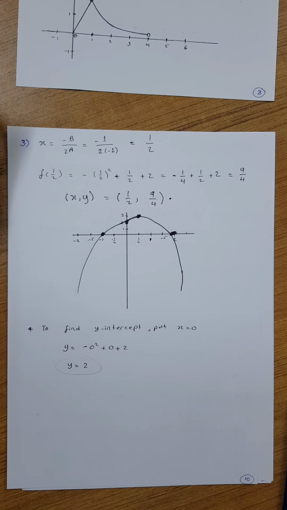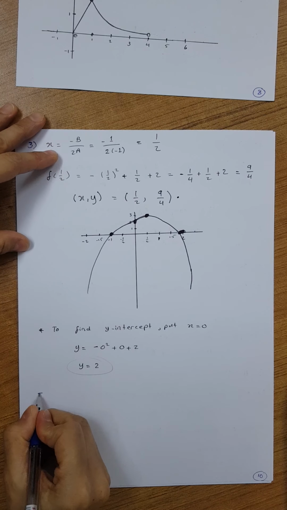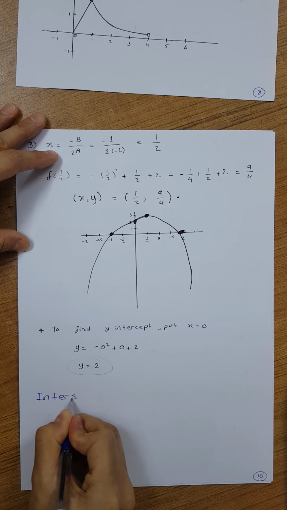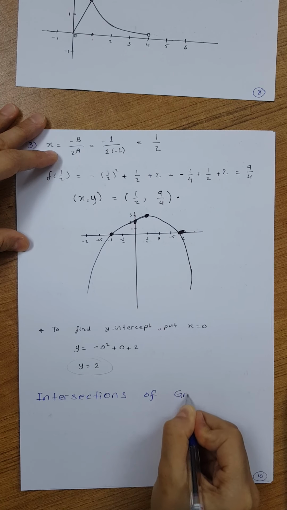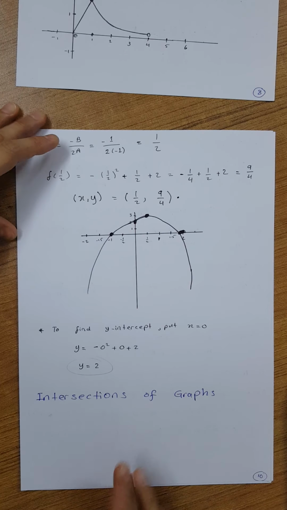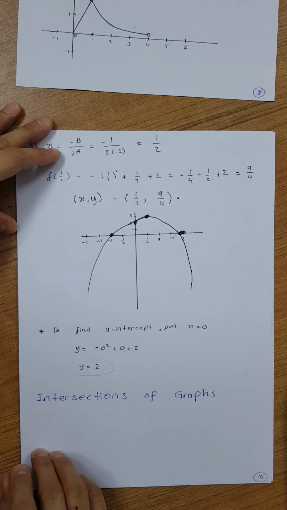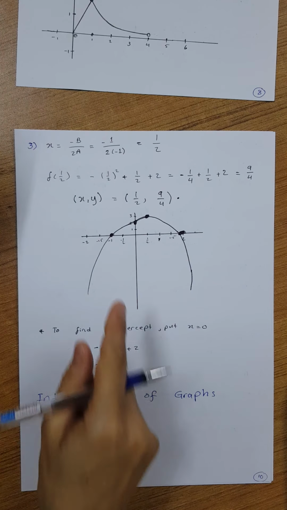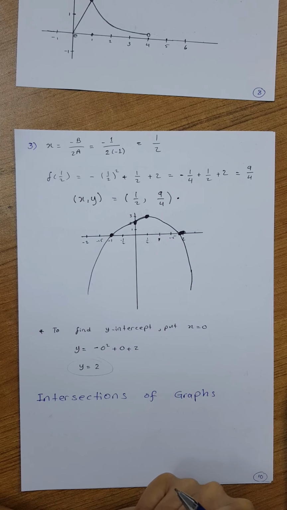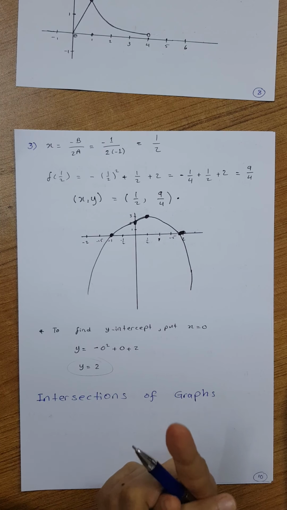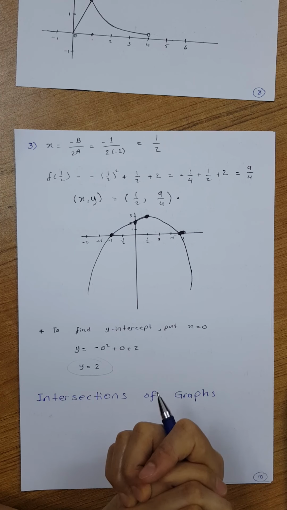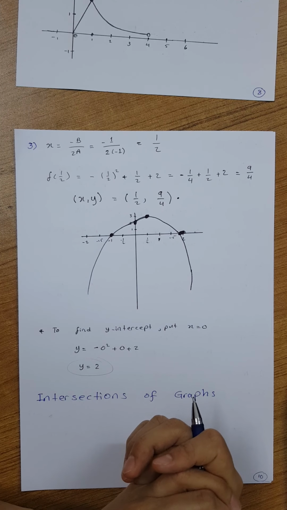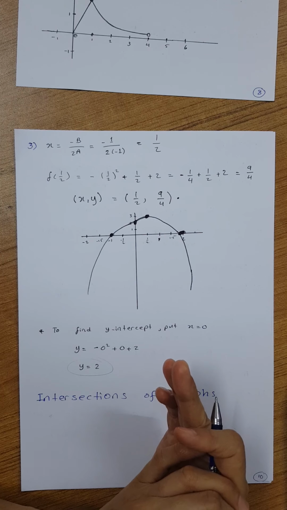I want you to sketch the graph of the function using that way. Now we are coming to intersections of graphs, okay? What's the difference between this one and the intercepts? When we were talking about intercepts previously, we were talking about x-intercept and y-intercept. The function that I had was only one function, and we were finding the intersection point of that function with the x-axis and y-axis, x-intercept and y-intercept.